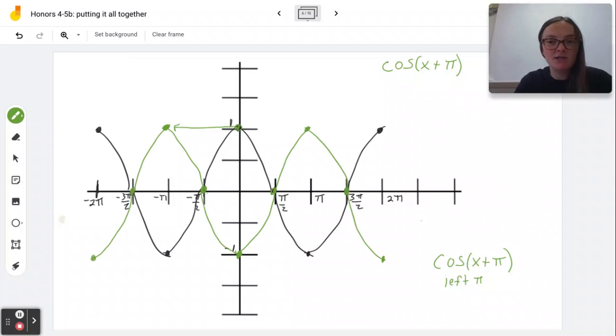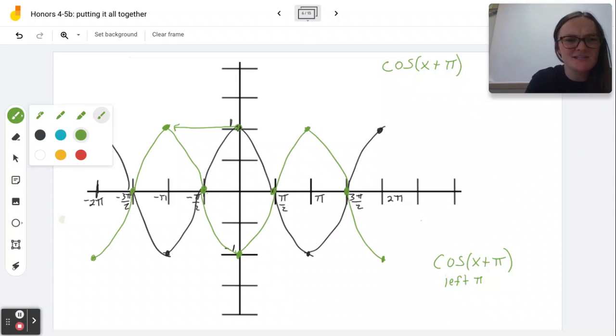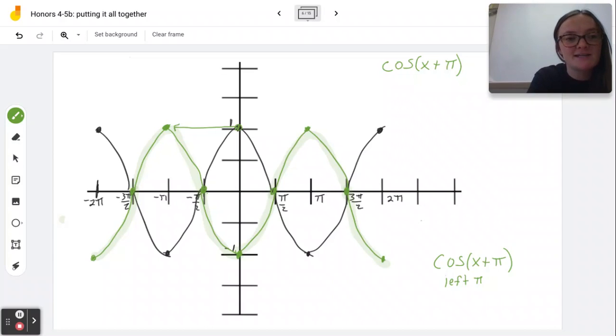Okay, so what we should get here is that cosine of x plus pi is this green function, which is really interesting because it looks like cosine of x plus pi is the exact same as if I flipped cosine about the x-axis. And so that's a cool observation we'll talk about later. But this is actually the exact same as negative cosine of regular x, which I think is really cool. All right, let's move on to the next problem.